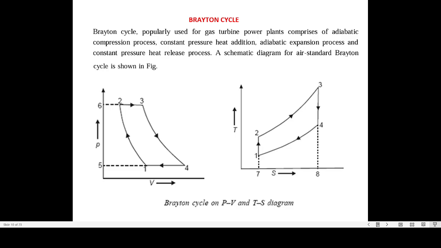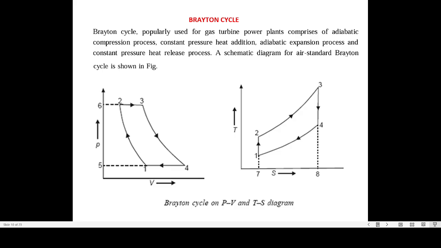The thermodynamic cycle is identified as the Brayton cycle. This cycle is commonly used for the operation of gas turbine power plants. We have seen the layout of the gas turbine power plant in the earlier slides, whereas the cycle consists of 4 different processes: process 1-2, 2-3, 3-4 and 4-1. These processes are represented schematically on the pressure volume diagram on the left hand side, and the temperature entropy diagram on the right hand side.